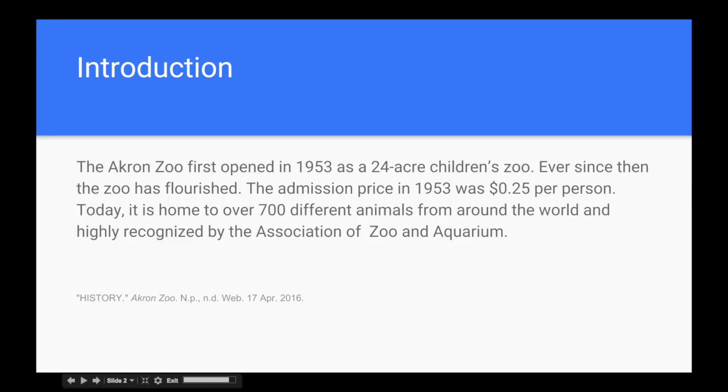The admission price in 1953 was 25 cents per person, while today it is $12 for adults and $9 for children. The zoo today is home to over 700 different animals from around the world and is highly recognized by the Association of Zoos and Aquariums. We chose this project because it is close to Dom's home, and I, Sam, want to pursue a career in the business side of a zoo.